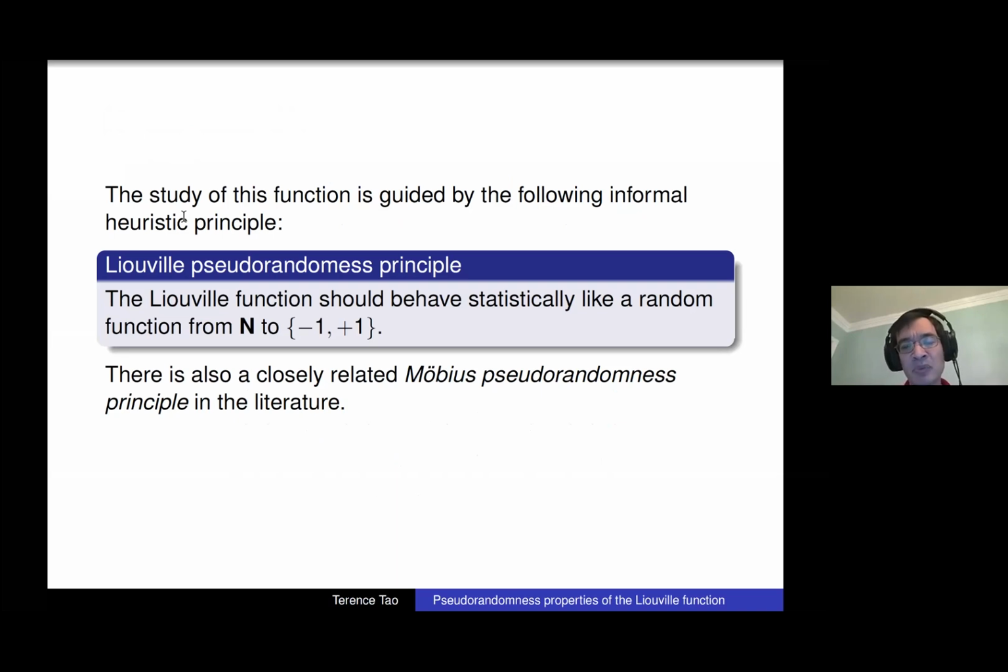Except that there are trivial tests to show that it's not. For example, lambda of 2n is always minus lambda of n, which is not the case for a random sign pattern. But as long as you're not deliberately trying to cheat, any statistical test for the Liouville function should give you the same type of statistics as a typical random function from the natural numbers to plus or minus 1. There's a more commonly referred to cousin of this principle, which is the Mobius pseudorandomness principle, which I won't discuss here.